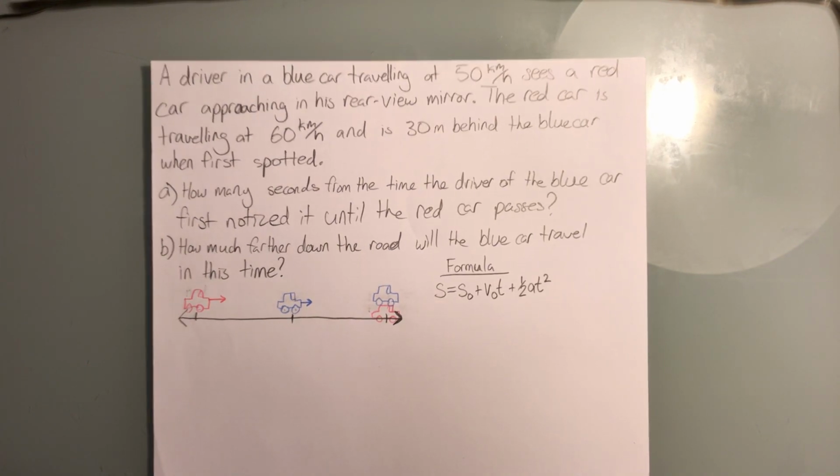Alright, so we have a question here, which starts off with: a driver in a blue car traveling at 50 kilometers per hour sees a red car approaching in his rear view mirror. The red car is traveling at 60 kilometers per hour and is 30 meters behind the blue car when first spotted. The first part of the question asks, how many seconds from the time the driver of the blue car first noticed it until the red car passes?